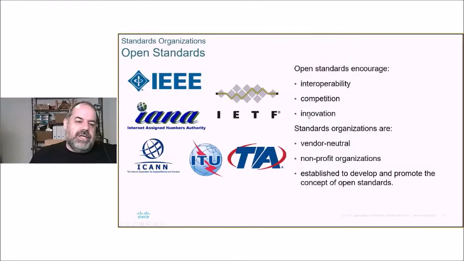Okay, so standards organizations. Now, there are quite a few of them involved in networking. They all have their own specialities. Open standards encourage interoperability, competition, and innovation. Standards organizations are vendor neutral, non-profit organizations established to develop and promote the concept of open standards. Now, it says they're vendor neutral, but the vendors are normally part of those standards organizations. We're talking about Cisco. Well, they're members of the IETF, the Internet Engineering Task Force. They're deeply involved in that, and they either develop new protocols and get them approved, or they work through what other people have proposed and pass comment and maybe improvements.